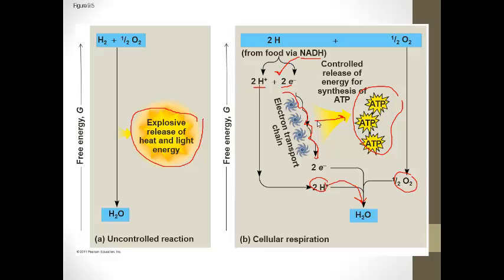So here you see the most important process that we're going to view in more depth during cell respiration, the electron transport chain. And its goal is to control the release of energy in order to maximize the amount of ATP that is made. This ATP is then going to fuel all cellular work. This concludes our overview of cell respiration.